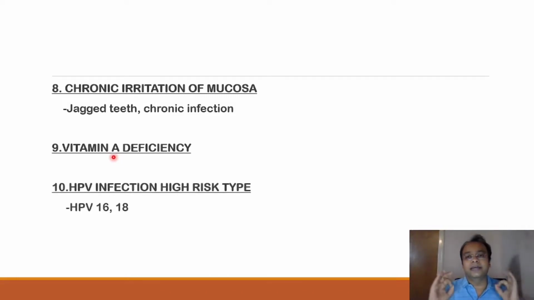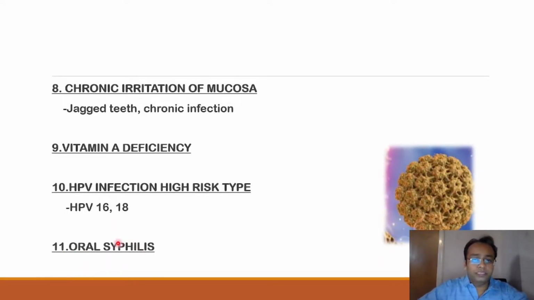And the main, recently trending etiological factor for squamous cell carcinoma development is human papilloma virus infection, right? HPV 16 and 18 strains, particularly, are the high oncogenic risk type HPV, right? If you are infected with HPV 16 and 18, then the chances of development of oral SCC are higher, right? So HPV is a very important etiological factor for the development of SCC, particularly in Western countries. All right.